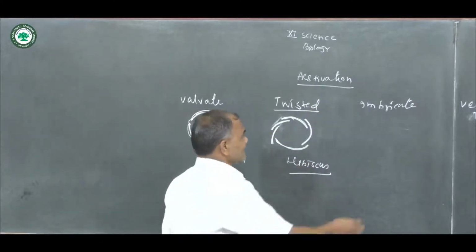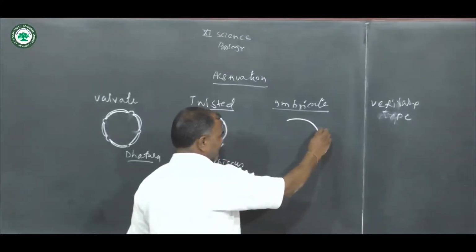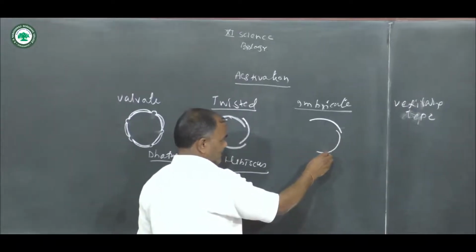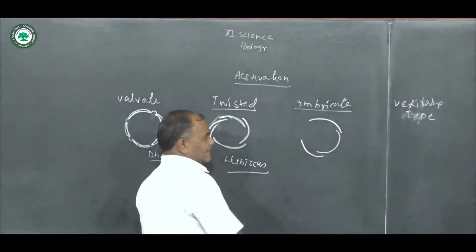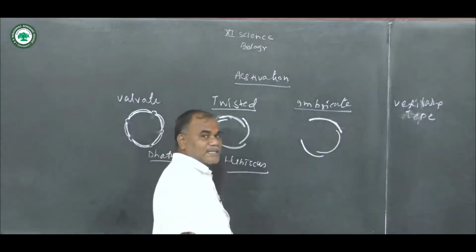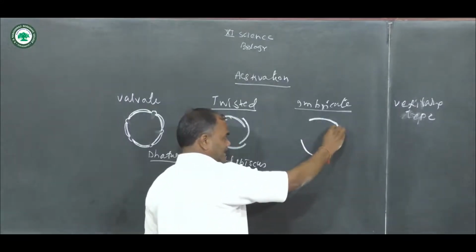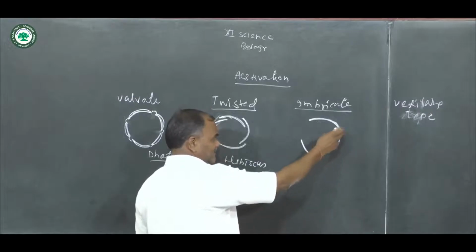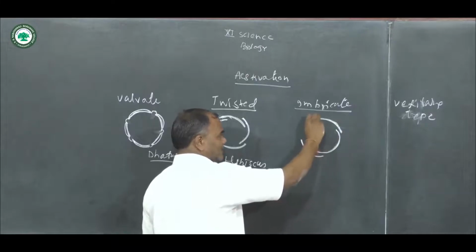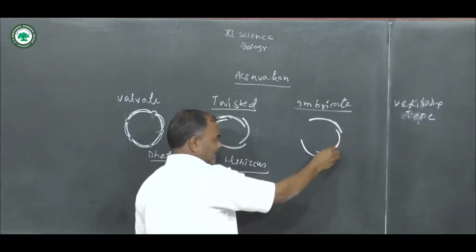Then the next type is imbricate aestivation. See here again the sepals as well as petals. Again the flowers are pentamerous as well as tetramerous. In this tetramerous as well as pentamerous flower, see here, one sepal as well as petal has its margin continuously outside. Next to it is the next sepal as well as petal, whose margin is continuously inside, that is inner, so this margin gets overlapped. So you see the inner lining.